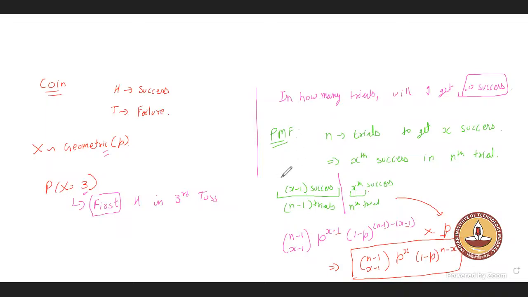So that's what negative binomial is. How many trials will you take to get x successes? While geometric limits you to only one success. So you can say negative binomial is an expansion of geometric.